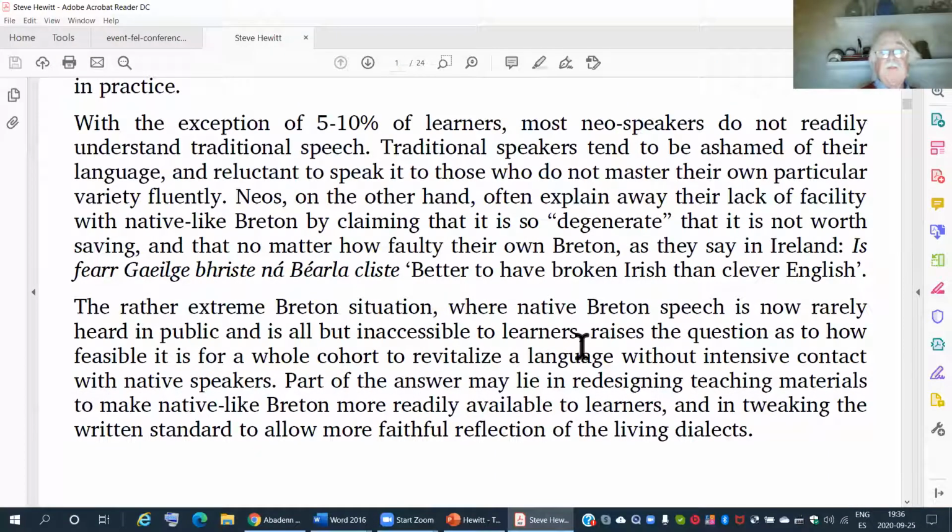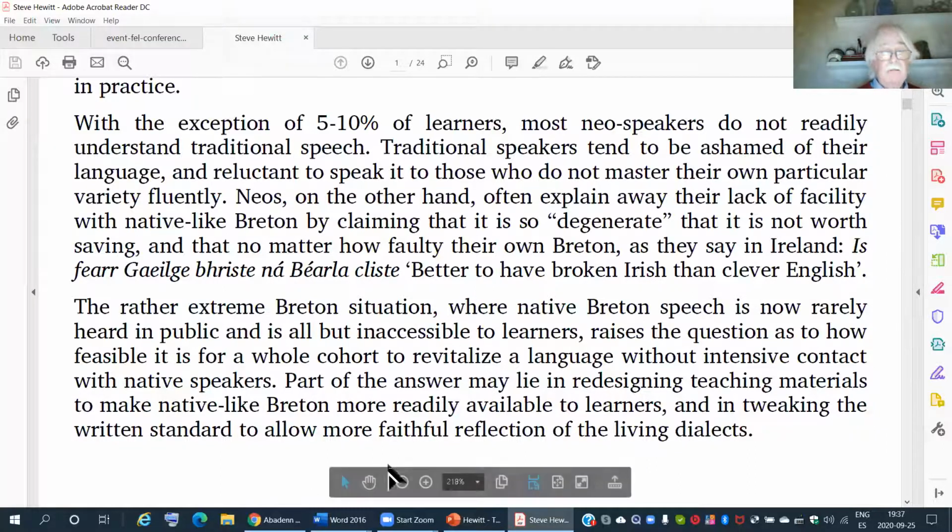The rather extreme Breton situation, where native Breton speech is now rarely heard in public and is all but inaccessible to learners, raises the question as to how feasible it is for a whole cohort to revitalize a language without intensive contact with native speakers. Part of the answer may lie in redesigning teaching materials to make native-like Breton more readily available to learners and in tweaking the written standard to allow more faithful reflection of the living dialects.